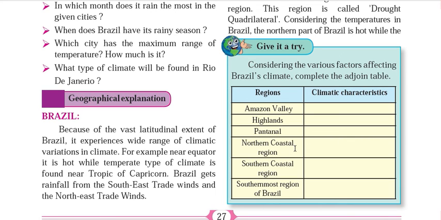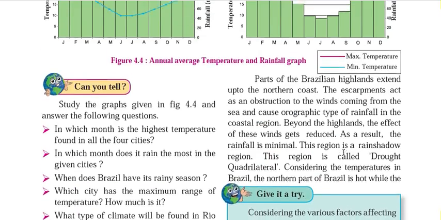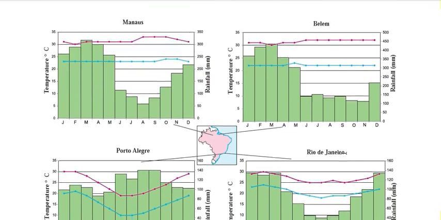Northern coastal region, it is a hot and humid climate. Southern coastal region, again hot and humid climate. Southernmost region of Brazil, here it is a temperate region because it lies below the Tropic of Capricorn. So that is a temperate region. In this way we have completed the climate and related facts of this climatic condition in Brazil.